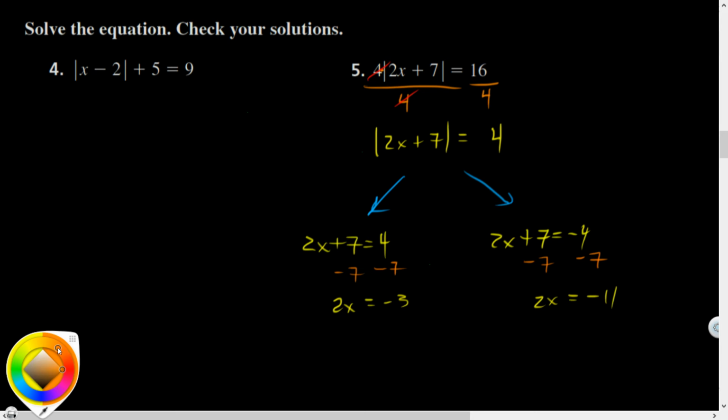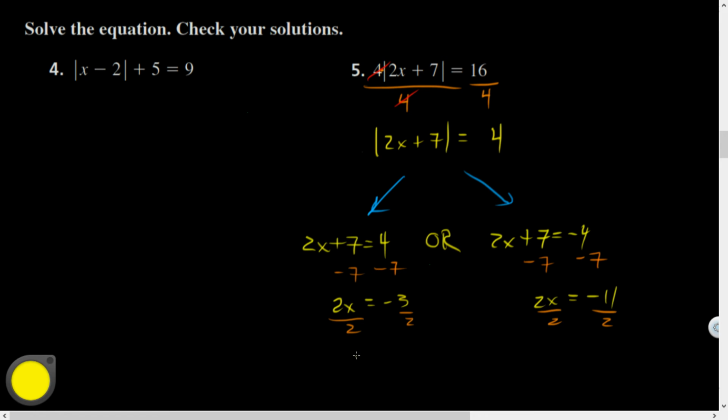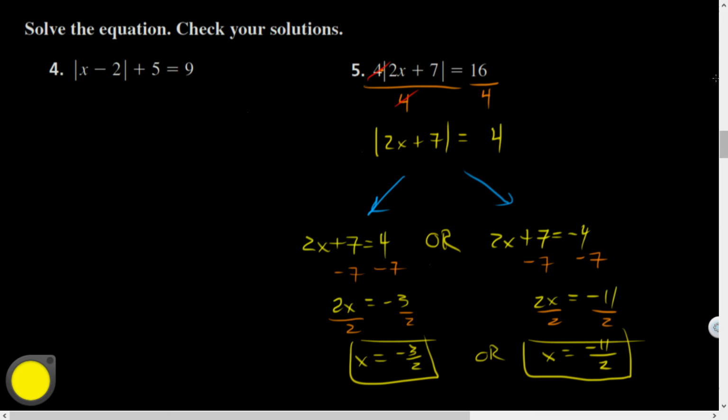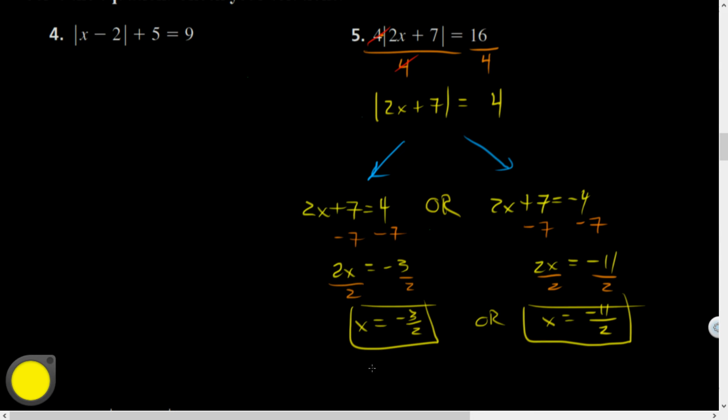And now, how could I solve for x? How do I get rid of this 2 here? I like it. And it's the same step for both sides, which is kind of cool, because these are my OR cases. So x equals negative 3 halves, or x equals negative 11 halves. Which, in this case, is negative 1.5, and negative 5.5. So on a number line, I'd have to plot little decimals, kind of.